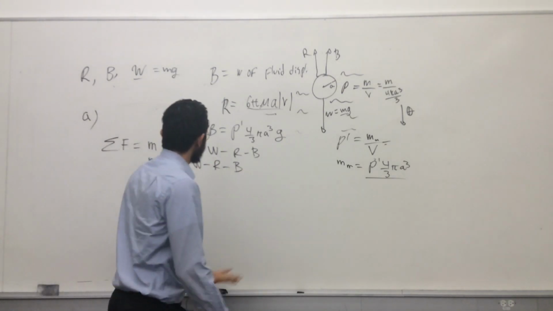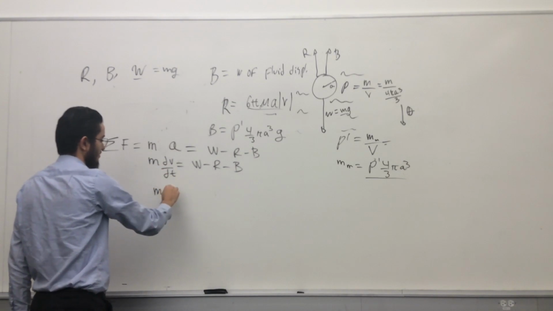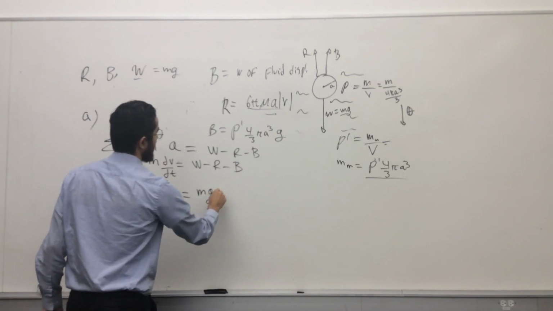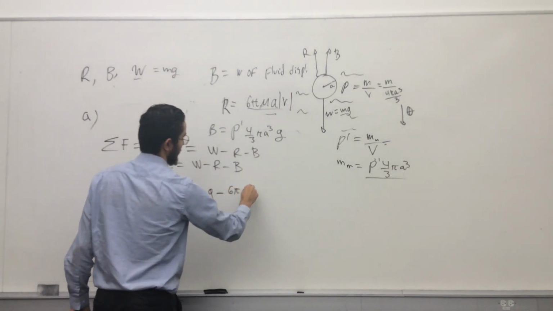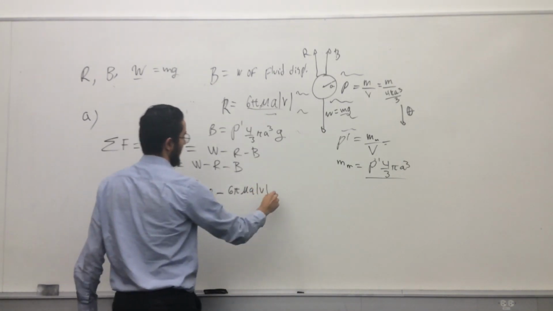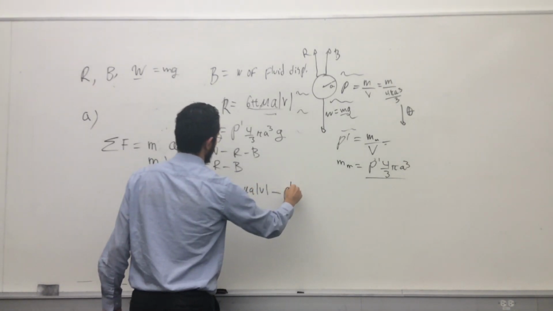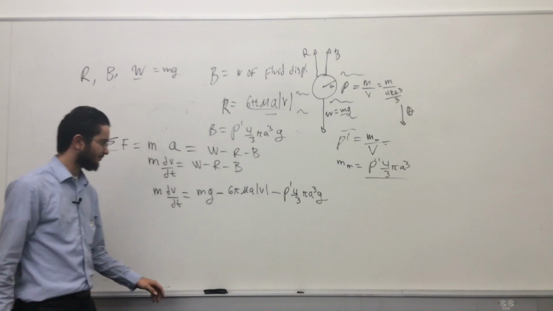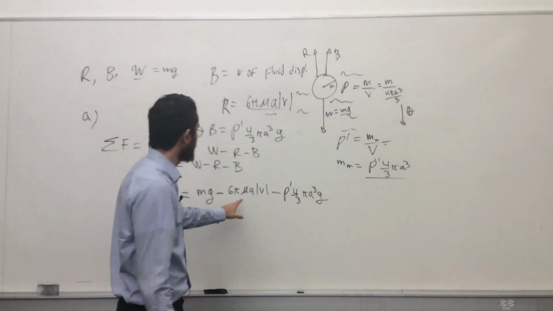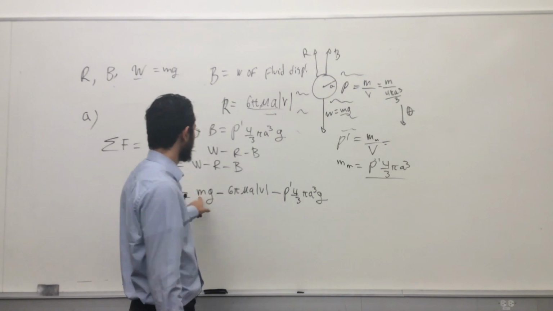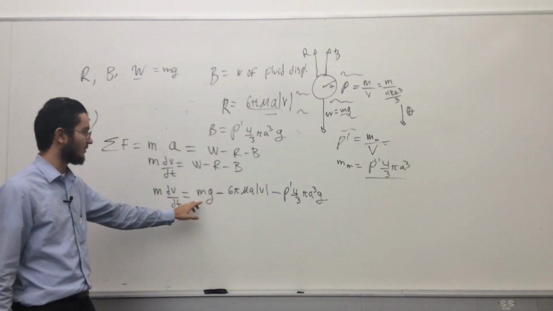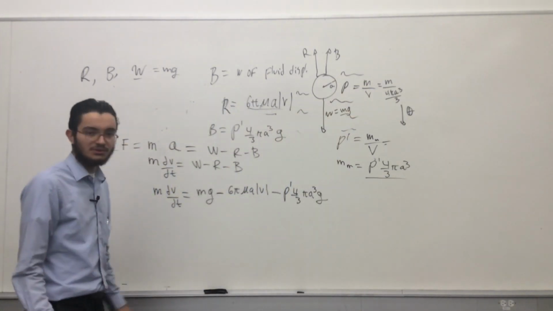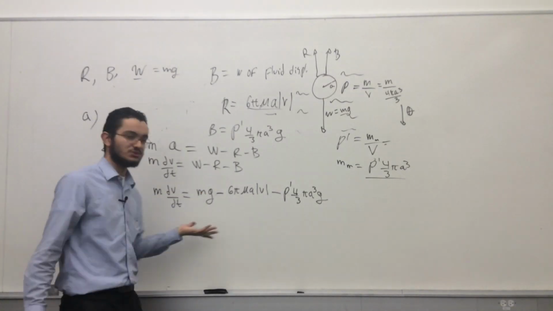Now we can rewrite all of this using all expressions. So m dv dt equals the weight, which is going to be the mass of the ball times g, minus the resistive force 6 pi mu a times the absolute value of v, and then minus the buoyant force, which is rho prime 4/3 pi a cubed times g. Now over here, I feel like we can rewrite this m value in terms of the density rho of the ball, but we can do that later, so don't worry too much. This is just to show you what the equation should look like.